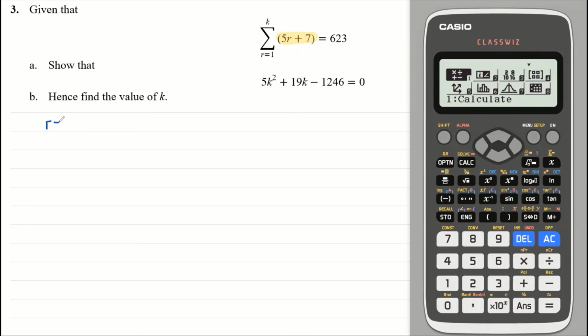So when r equals 1, we're going to have 5 multiplied by 1 plus 7, which is going to give us 12. Okay, so that's our first term. And if we do the second term, just to get that common difference, we have 5 multiplied by 2, then add 7, which is, of course, 17.